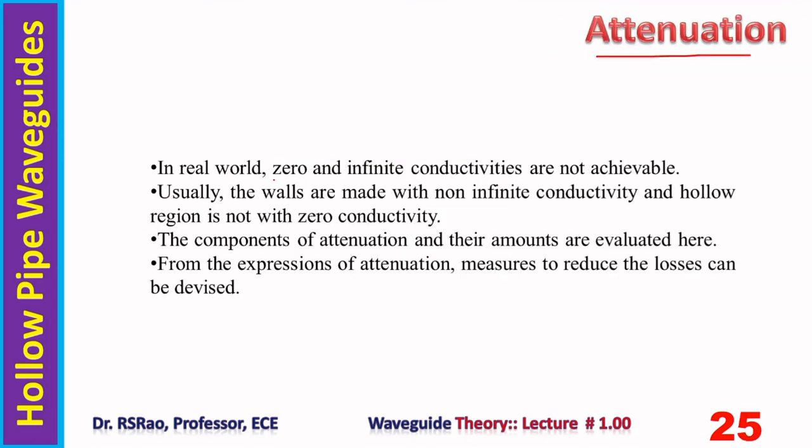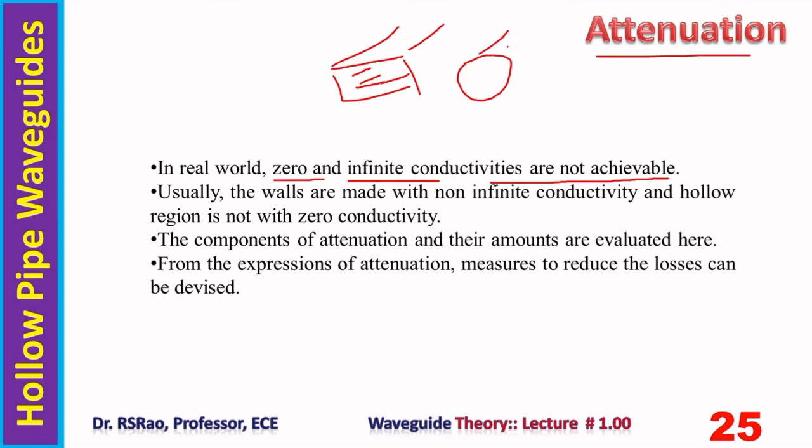Attenuation. In the real world, zero and infinite conductivities are not achievable. As already mentioned, the hollow region is always lossy. It is not perfect. Similarly, the conductors are not perfect conductors. Walls are not perfect conductors. So, a certain amount of losses takes place, resulting in attenuation of the wave while it is traveling through the guide.